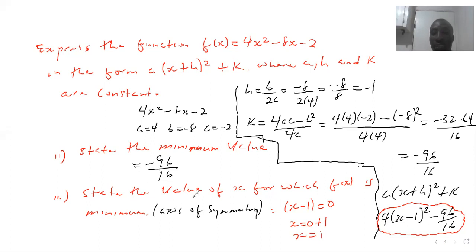Then when it asks you to state the value of x for which f(x) is minimum, another way of asking the same question is that they're asking for the axis of symmetry. So how do you find the axis of symmetry? It's x minus 1 is equal to 0. What you do is go inside the answer you got for the completed square, take whatever you have inside the bracket without the square, equate it to 0 and solve for x.